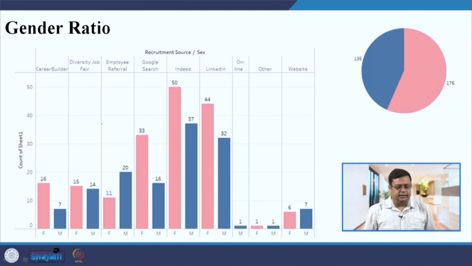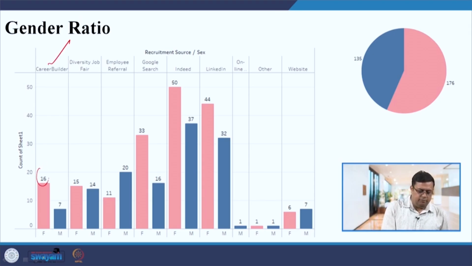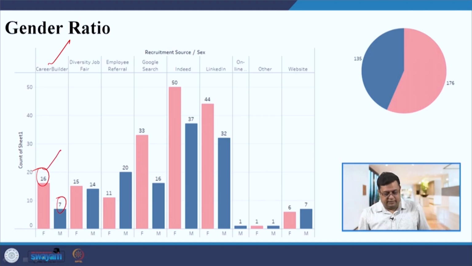Here you can see the gender ratio, right. So, male and female. Career Builder, the female candidates that we receive are 16 and male we receive 7, and total that you can calculate, that is 23, right. So, that is the example that we have taken here, and here you can see the total number, in a pie chart, that we can say how many males are there and how many females are there. So, here you can see the female candidates are more, 176.